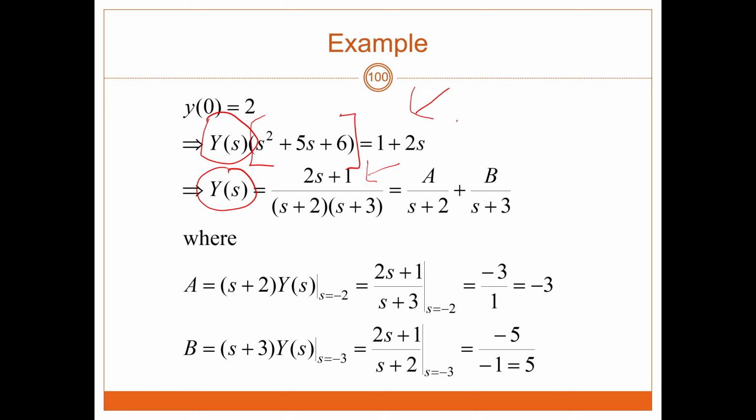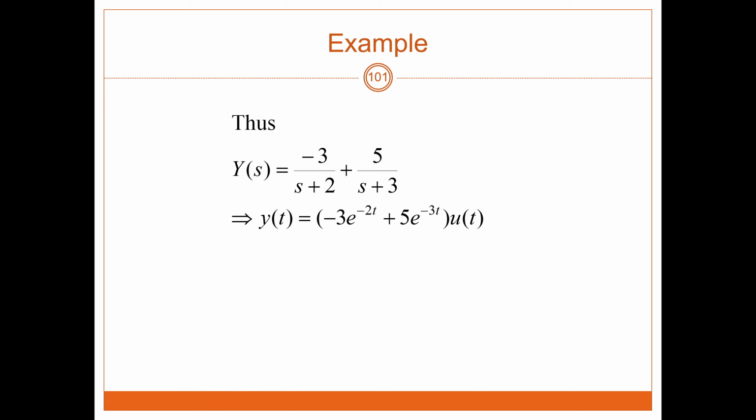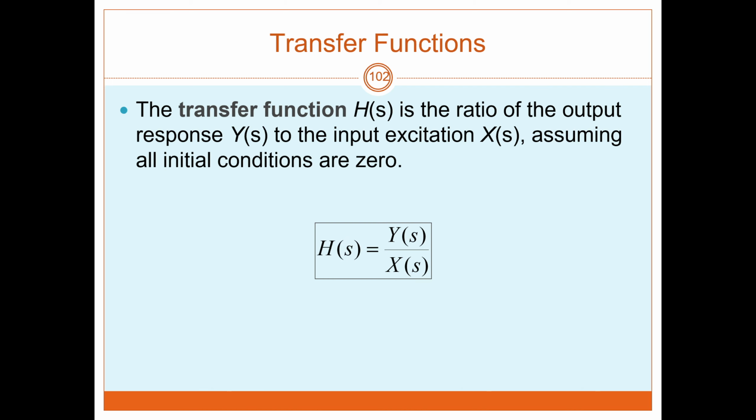Okay, so we find A and B and substitute in the equations. For this one, you're using the Laplace, minus 3 is the coefficient, e to the minus 2t plus 5e to the minus 3t. All right. So we can also have the transfer function, which is Y(s) divided by X(s).